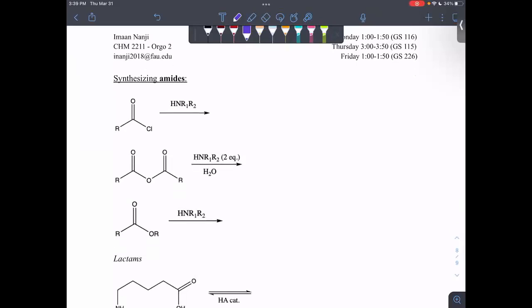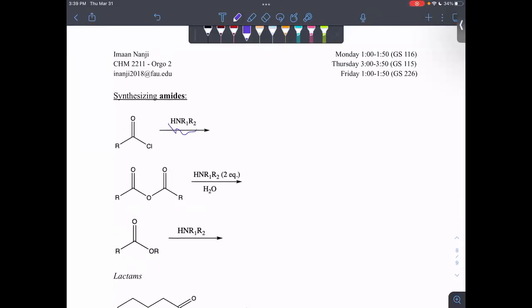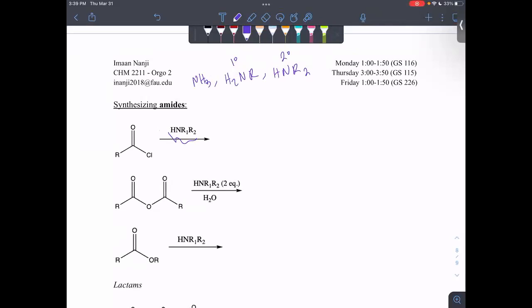So acyl chloride plus any amine. Remember, when we have an amine, it could be NH3, H2NR, your primary, or your secondary. And then all 3 of these are going to give you an amide. So for the first one, cut off the chlorine, cut off the hydrogen, and you get your amide.